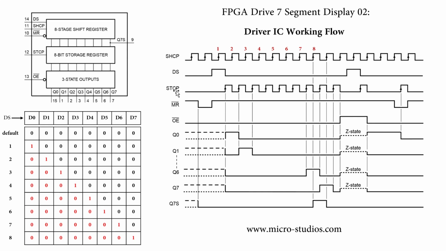It means when we have one rising up, storage register clock, this one will be output, will be pushed to output. So this is parallel output. So this data will be generated out. So second, here we have another one.